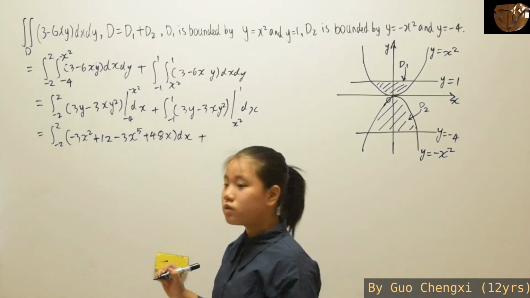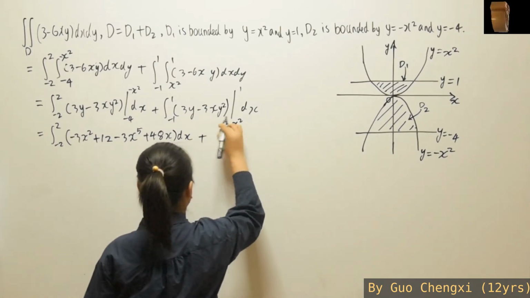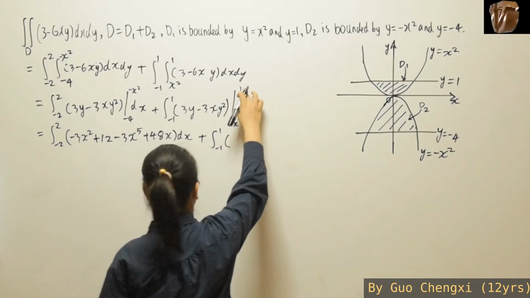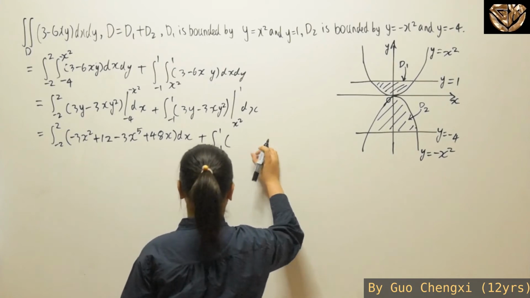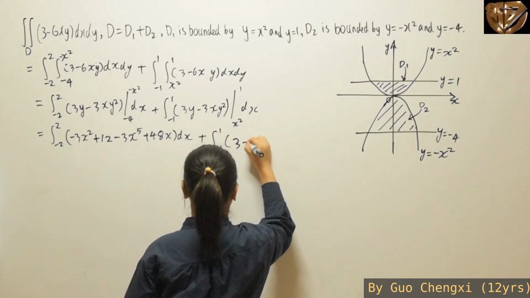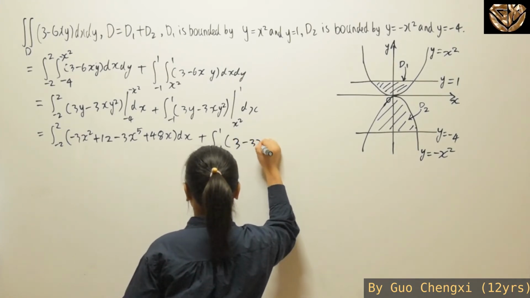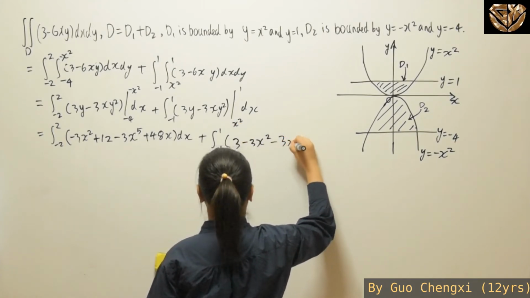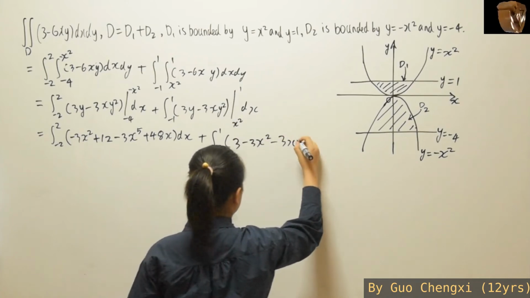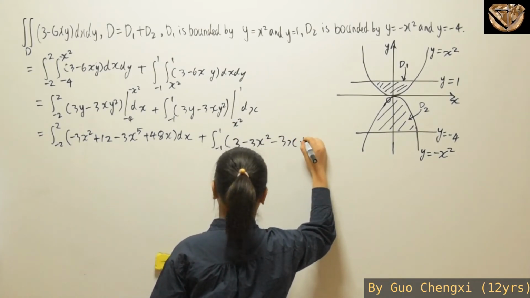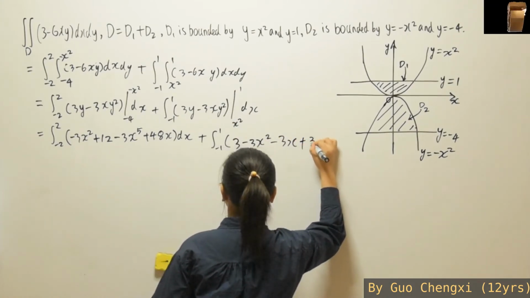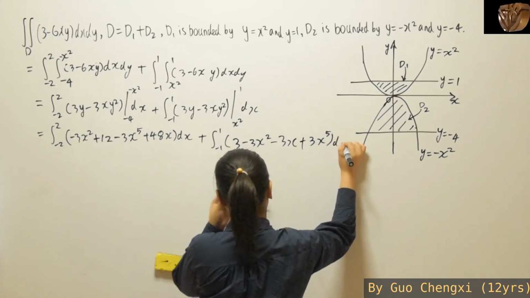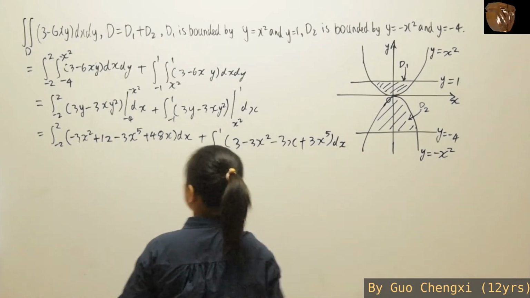this, okay? Now for our other part, we're going to substitute this inside. When we substitute this part inside, you're going to get a 3, then minus 3x squared, then minus, so when you substitute 1, it becomes 3x. When you substitute this, negative becomes positive, and add 3x to the power of 5 dx.